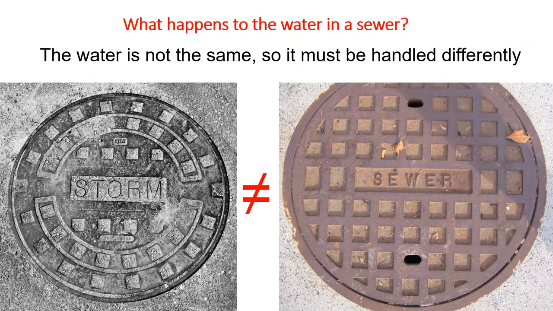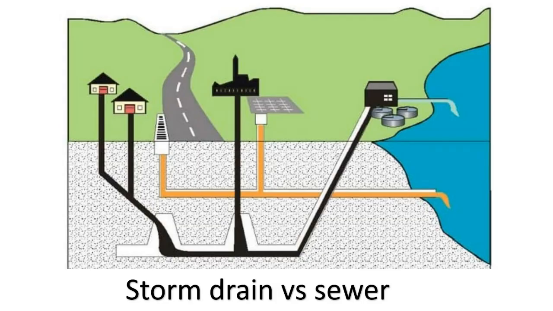So what happens to the water in a sewer? Well, the water is not the same, so it's got to be handled differently. Storm drain versus a sewer. Well, storm drain water, because it is clean precipitation, can be put right back into the natural water cycle because it's not dirty. However, sewer water, which is dirty, we don't want getting into our rivers. So a sewer transports the water to a water treatment plant, which cleans the water before it goes back into the natural water cycle.